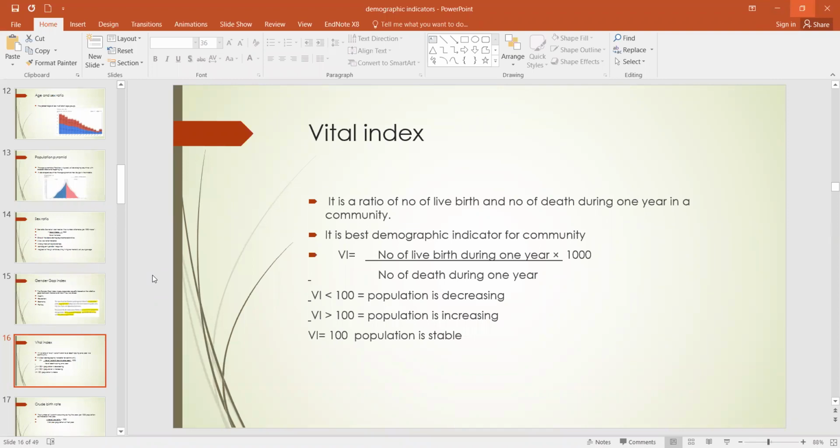And we can calculate vital index with the help of a formula: number of live births during 1 year divided by number of deaths during 1 year and multiply by 1,000. If vital index is less than 100, then we say that the population is decreasing. And if the vital index of that community is more than 100, then we say that the population is increasing. And if vital index is equal to 100, then the population of that community is stable.